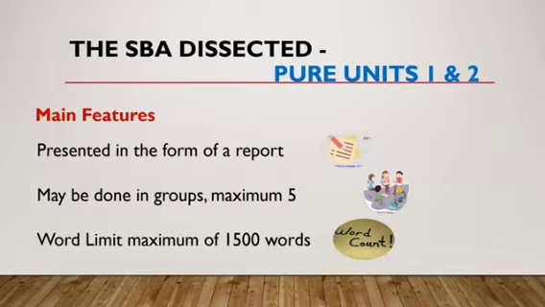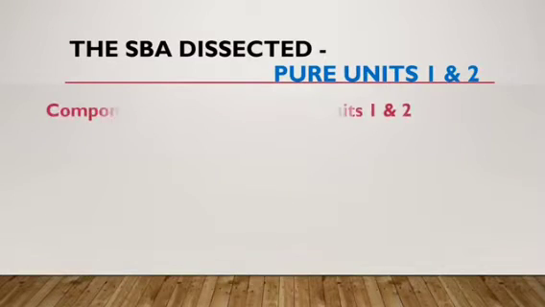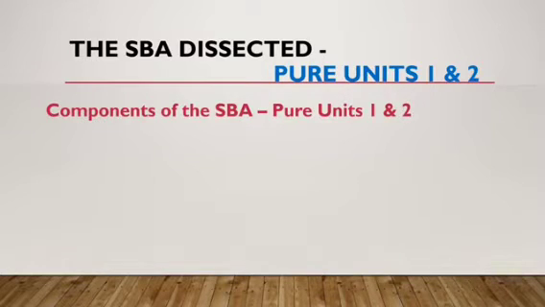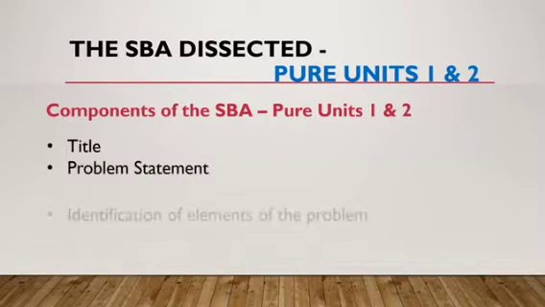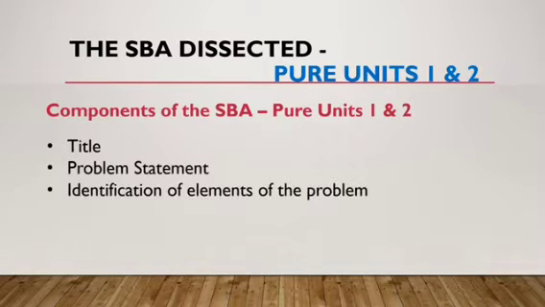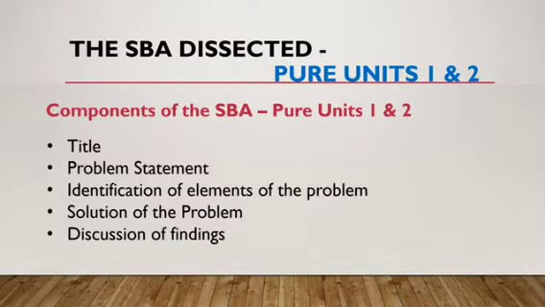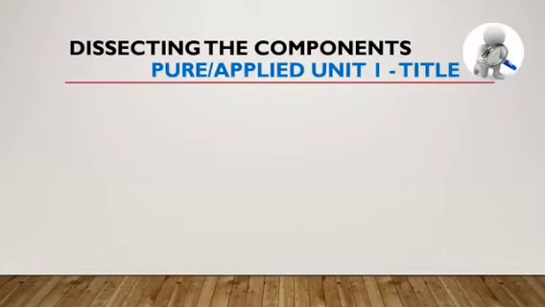Let us now look at the components of this SBA. The components of the pure mathematics SBA are as follows: the title, the problem statement, the identification of elements of the problem, the solution to the problem, the discussion of findings. And keep in mind that marks would also be allocated to the overall presentation. Each component will be subsequently discussed. The first component we'll be looking at is the title.